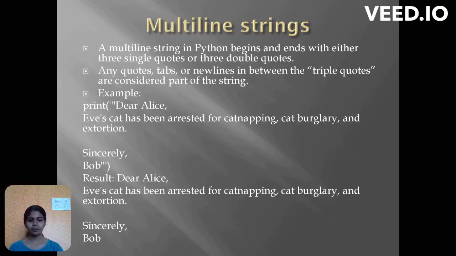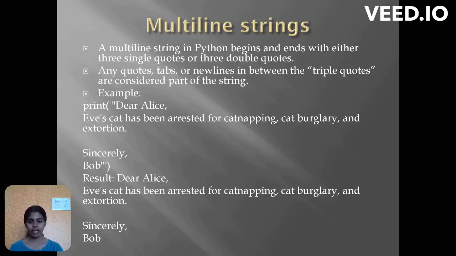Further, we have multi-line strings. A multi-line string in Python begins and ends with either three single quotes or three double quotes. Any quotes, tabs, or new lines in between the triple quotes are considered as a part of the string. Here we have an example, that is a multi-line string.